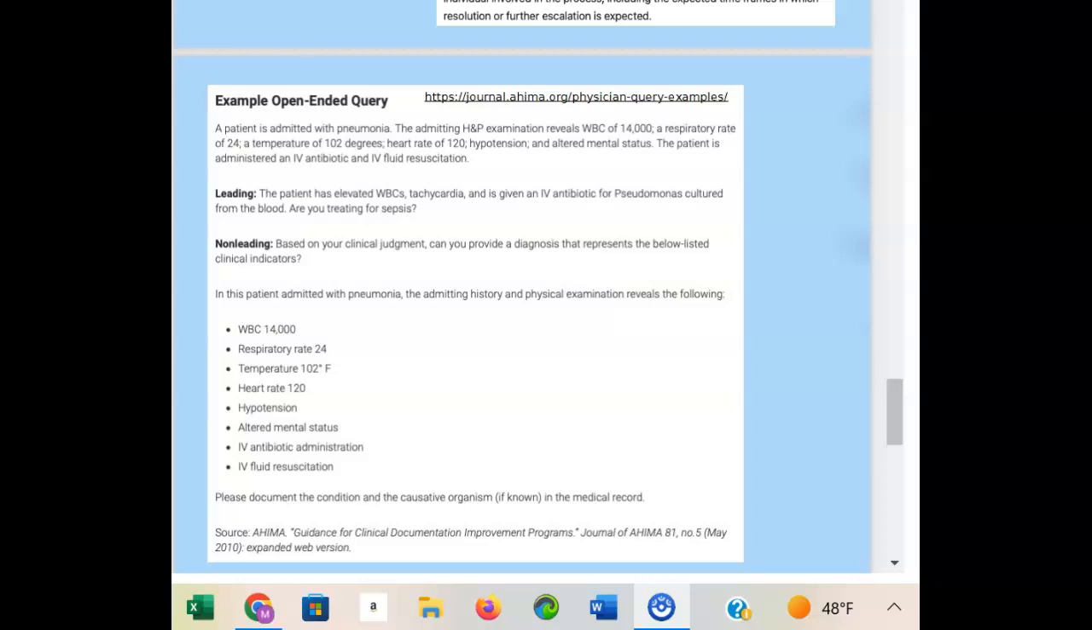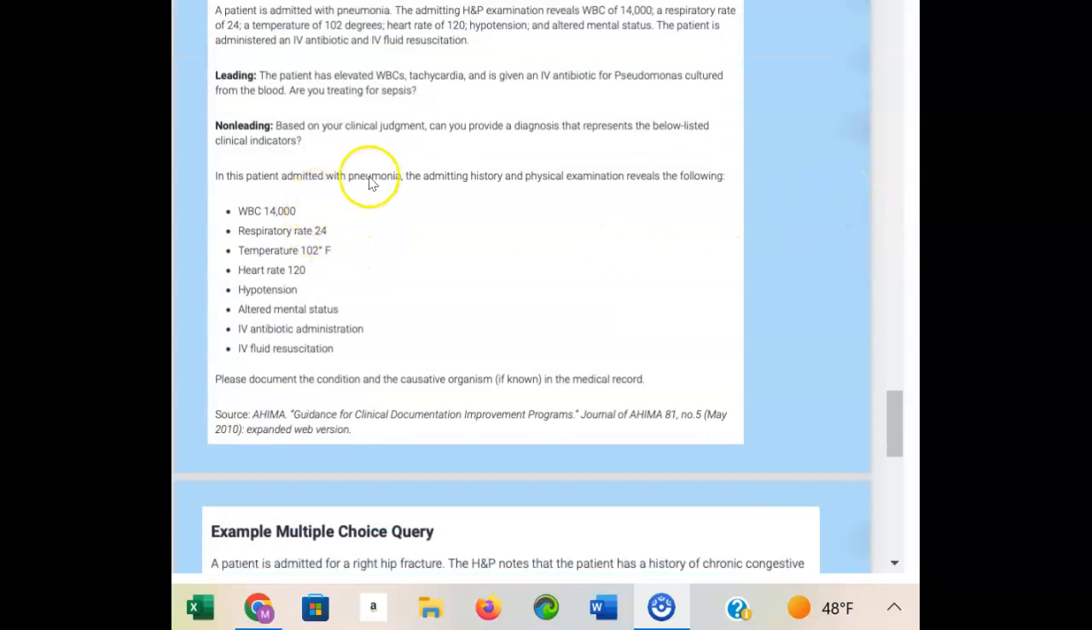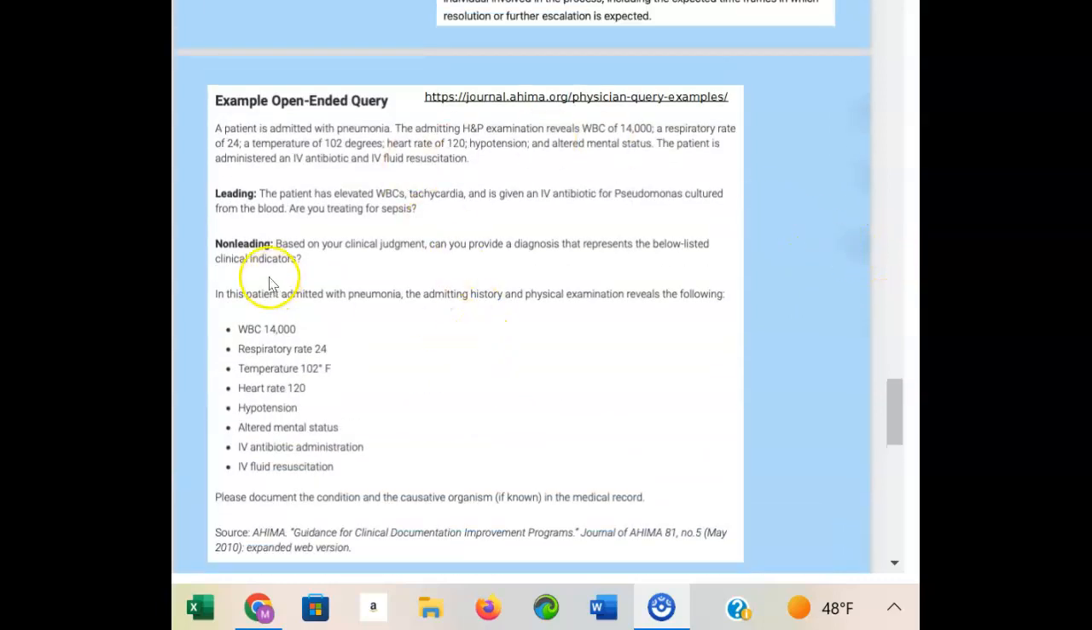Non-leading, you want to put, based on your clinical judgment, can you provide a diagnosis that represents the below listed clinical indicators? Okay, so here in this patient admitted with pneumonia, admitting history reveals the following, and you put everything down which we had up here. Then you would go ahead and just say, please document the condition and causative organism if known in the medical record. All right. So that's non-leading and leading. Those are the two different.